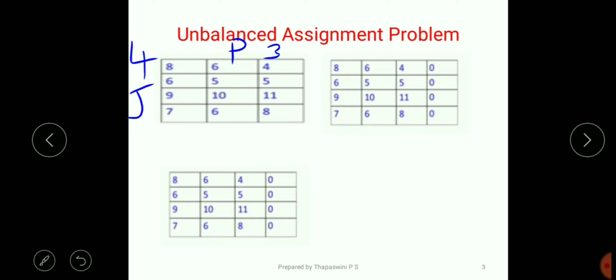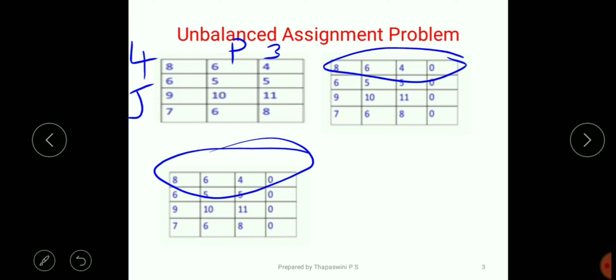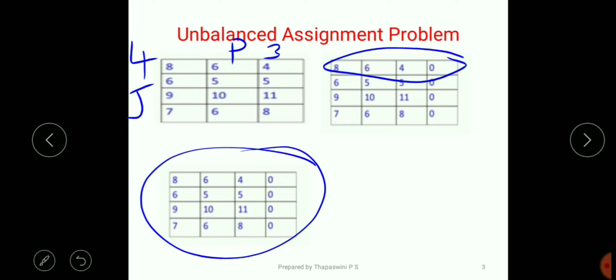Next thing is we perform a row minimum. As we have already discussed, this is the way we perform row minimum, that is, subtract the row minimum from all the elements of each row. So if you consider the first row, 0 is the minimum element, so subtracting it from all other elements we will get 8, 6, 4, 0. Similarly, you can see each of the rows has 0 in it, so the matrix will be this.